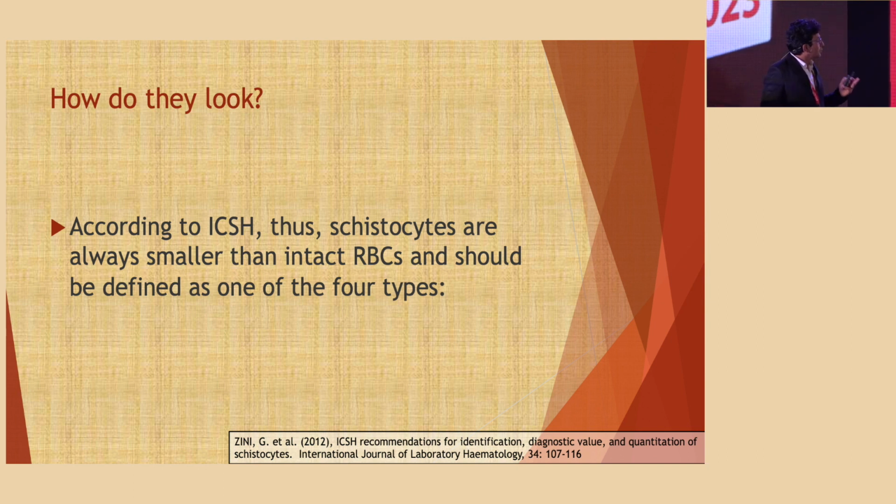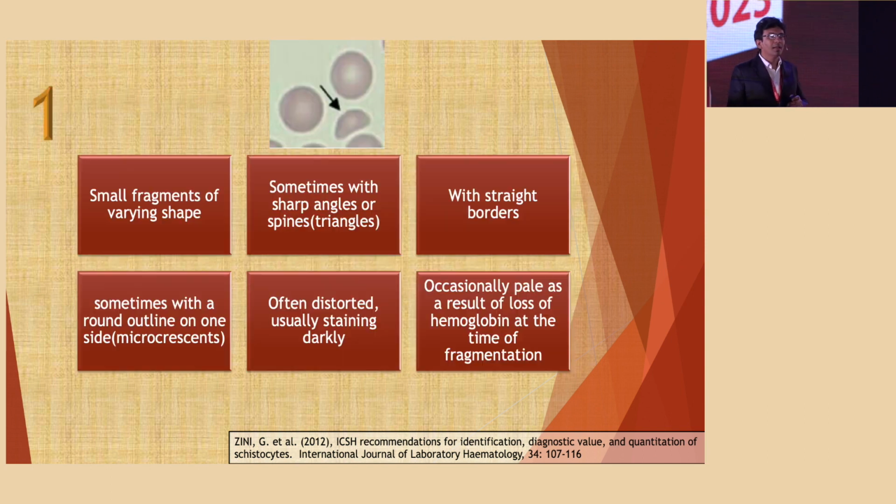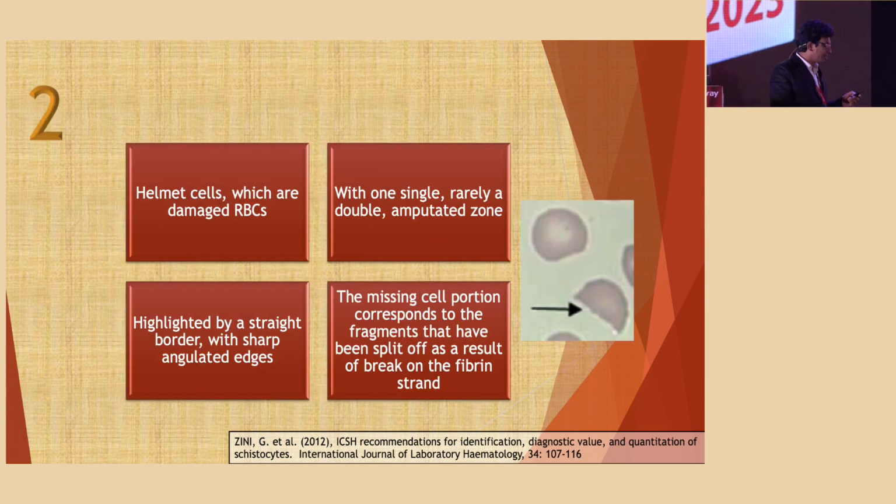So basically, cystocytes are always smaller than the intact red blood cells and should be counted in 4 different types. So first type being the small fragments of varying shape, sometimes with sharp angles or spines, in which case we call them triangle cystocytes, with straight borders, sometimes with a round outline on one side, in which case we call them microcrescents, often distorted, staining darkly or occasionally pale. So this is a microcrescent.